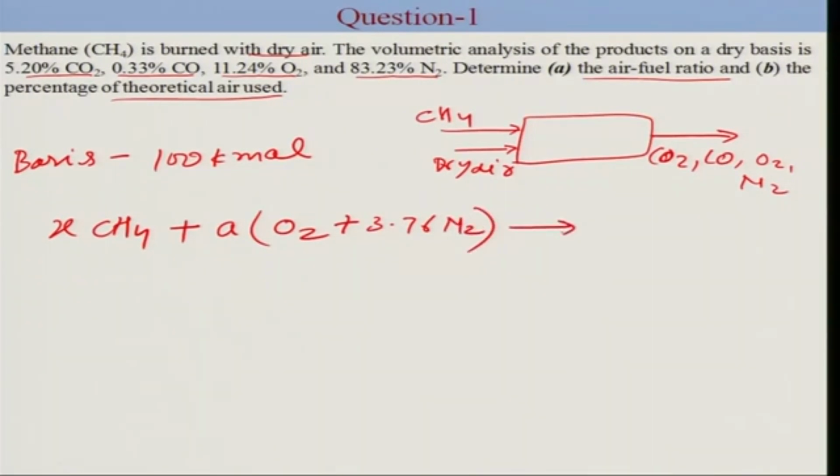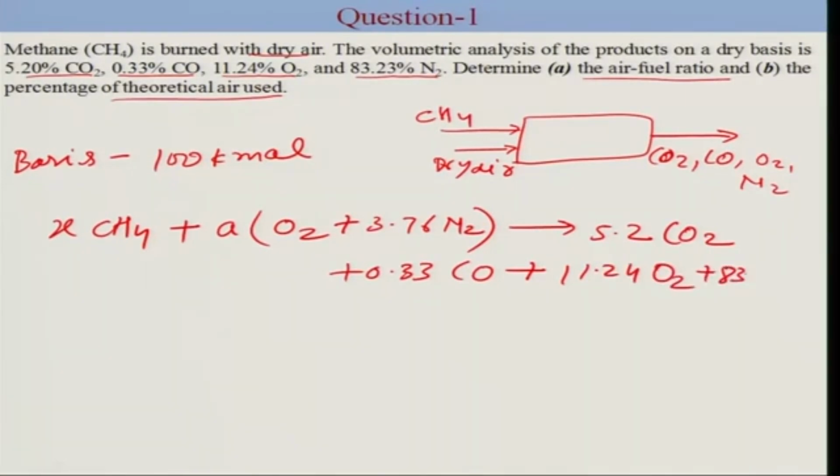and the product stream will have 5.2 kilomole of CO2 and 0.33 kilomole of carbon monoxide plus 11.24 kilomole of oxygen plus 83.23 kilomole of nitrogen, and oxygen and hydrogen will react and form water. So certain kilomole of water will be produced in the product stream. From the mass balance we can obtain the unknown variables.